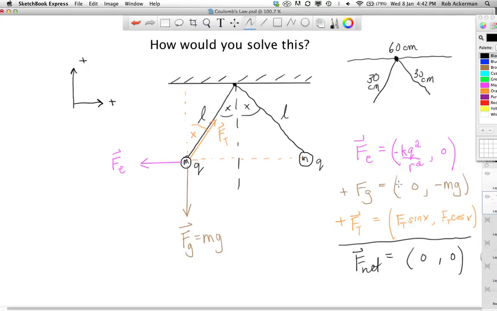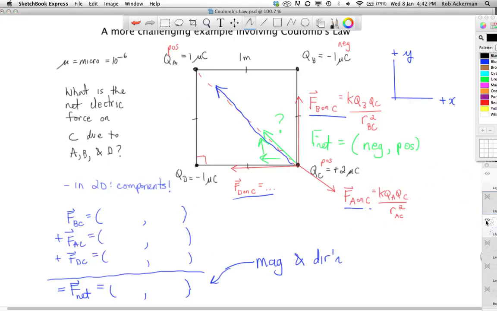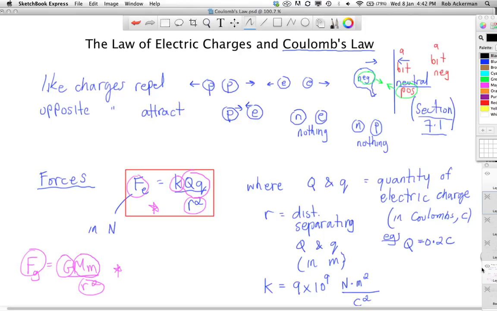So welcome back to forces in 2 dimensions. This time we're just adding a new kind of force. We've seen how that new kind of force can be used in 2 dimensions. We've seen it used in 1 dimension. We've seen an interesting comparison between 2 fundamental forces, and we've revisited the law of electric charges, as well as a little bit on how multiple charges behave, which you last studied in grade 9.